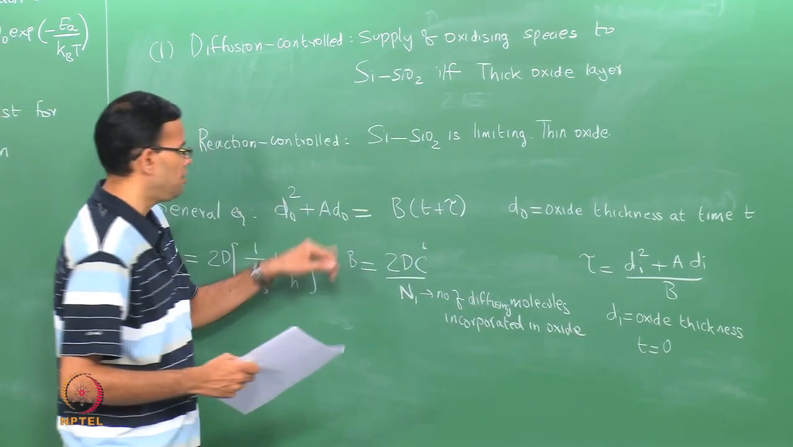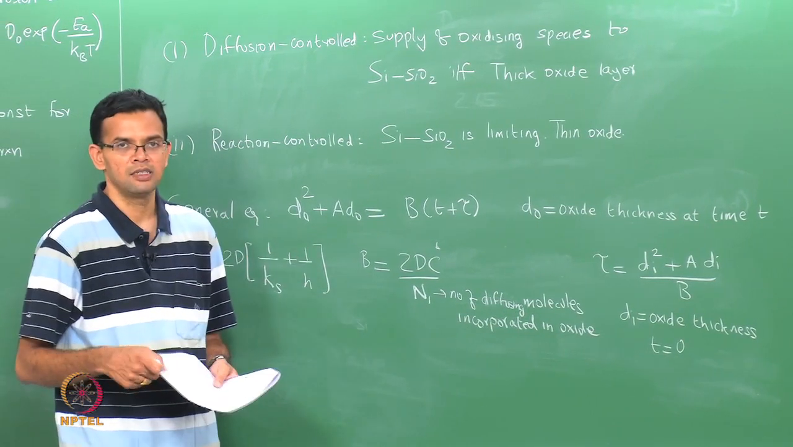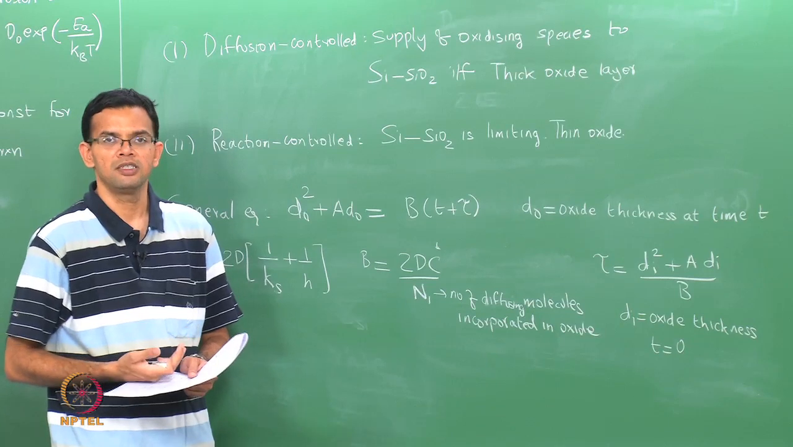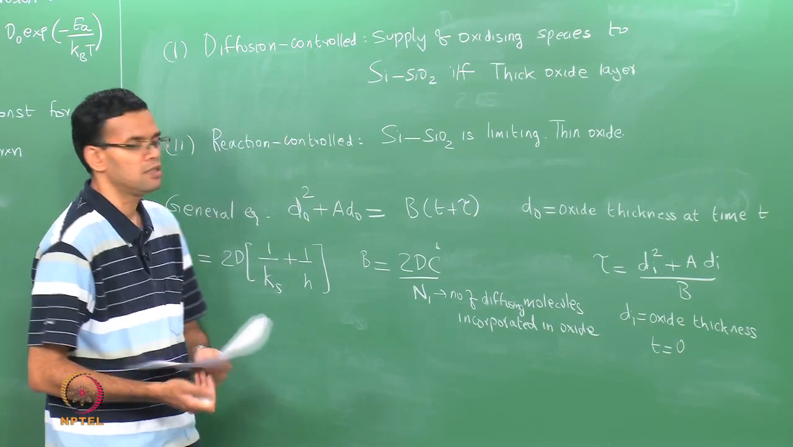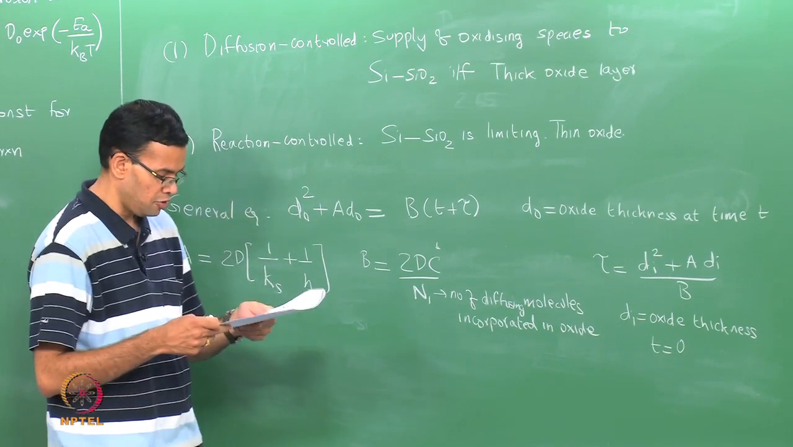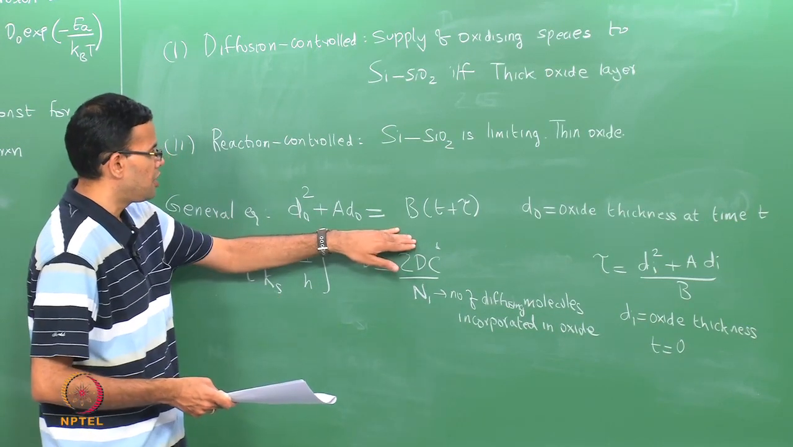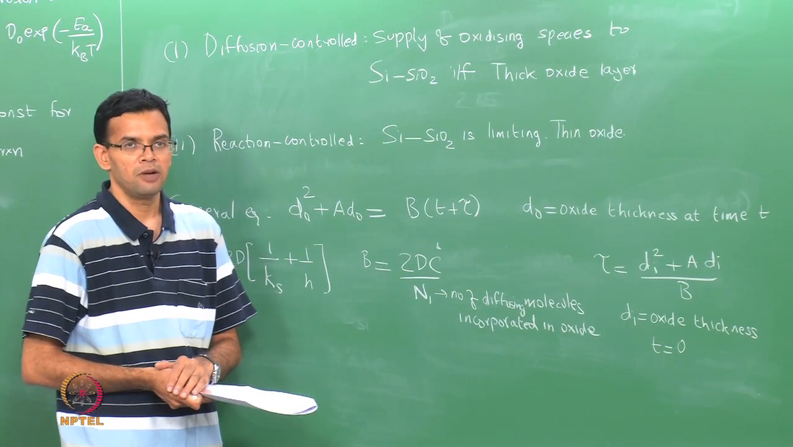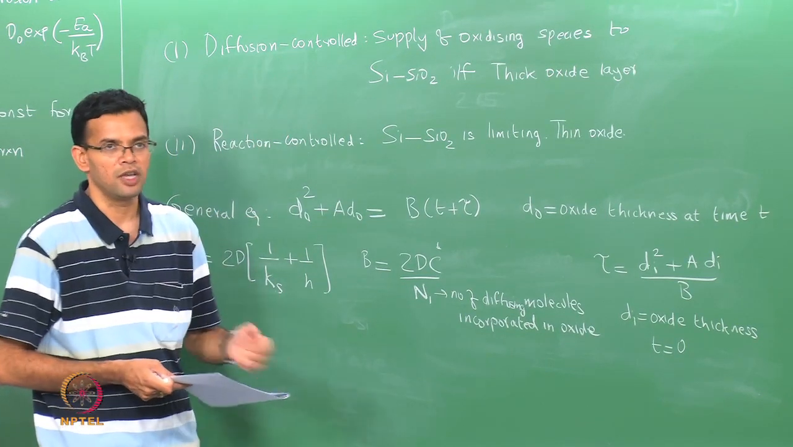So, this is a general expression that relates the thickness of the oxide layers to the various parameters in these rate equations. We saw there are two extreme cases, one is the diffusion control case, the other is the reaction control case. We can take this expression and simplify it to obtain different relations for these two cases.